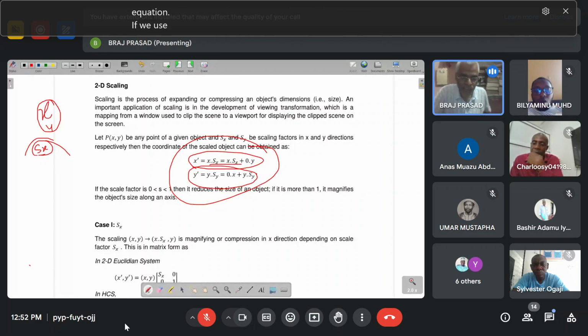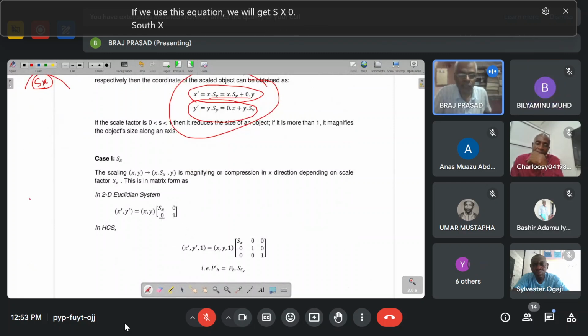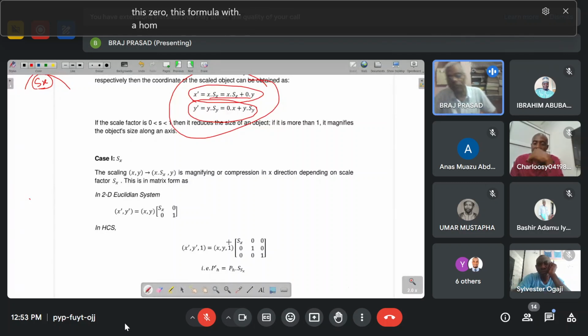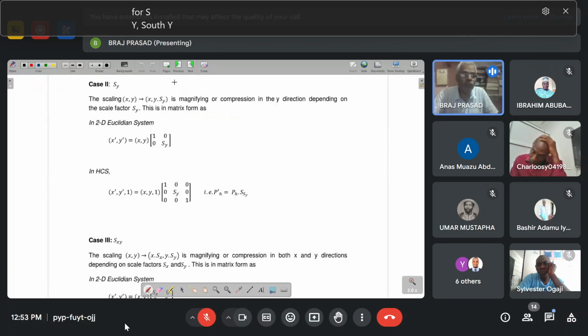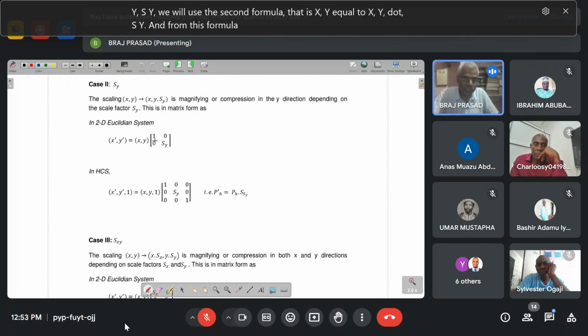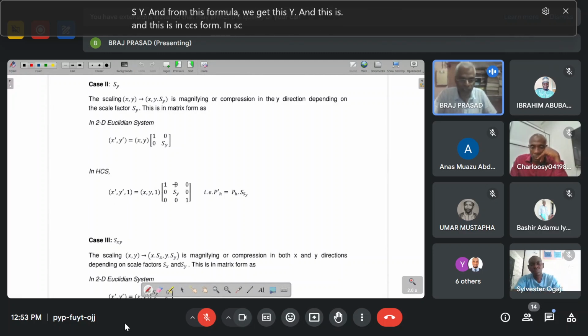If we use this equation, we will get sx comma 0. So we apply this formula with a homogeneous coordinate system, then we will get sx 0 0, 0 1 0, 0 0 1. And for sy we will use the second formula, that is y equals y dot sy, and from this formula we get this one. And this is in CCS form. In SCS form it is like this.